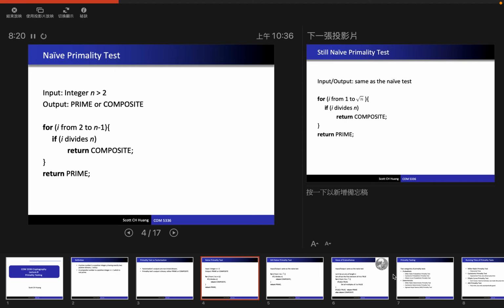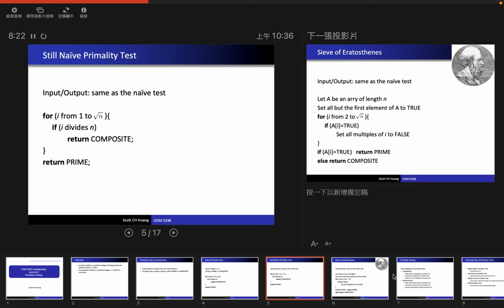So this is the naive primality test. And this is still naive. It's much better, but it is still naive. This is an improvement from the previous one.